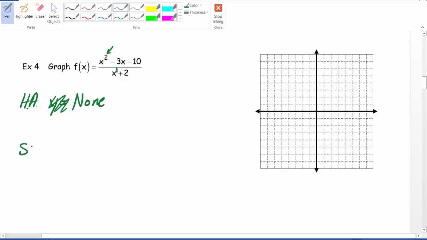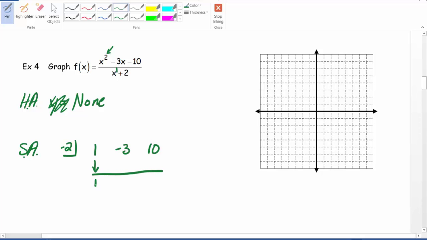So for our slant asymptote, we notice we can actually find it, by the way, because our degree on top is one more than the degree on the bottom. So we actually can go ahead and find that slant asymptote. Using synthetic division, we have -2 inside of our box, and then our coefficients are 1, -3, and -10. So again, just looking for that slant asymptote.